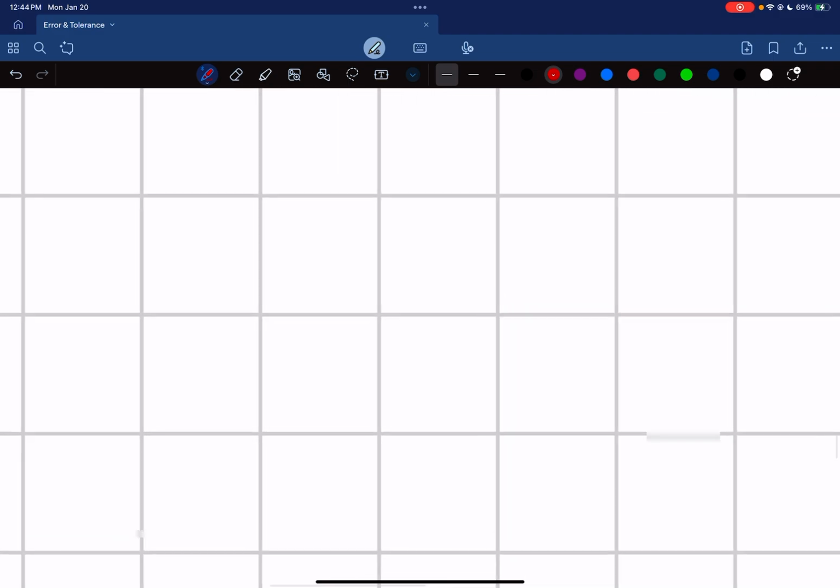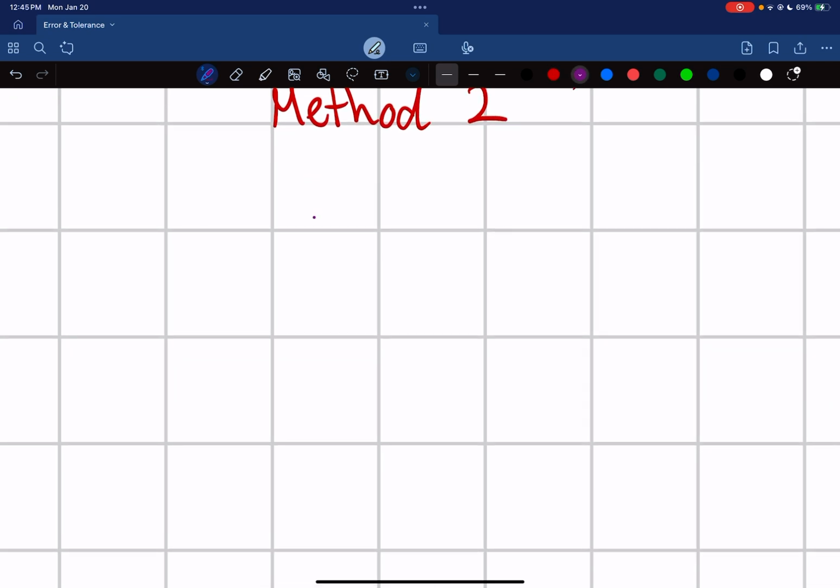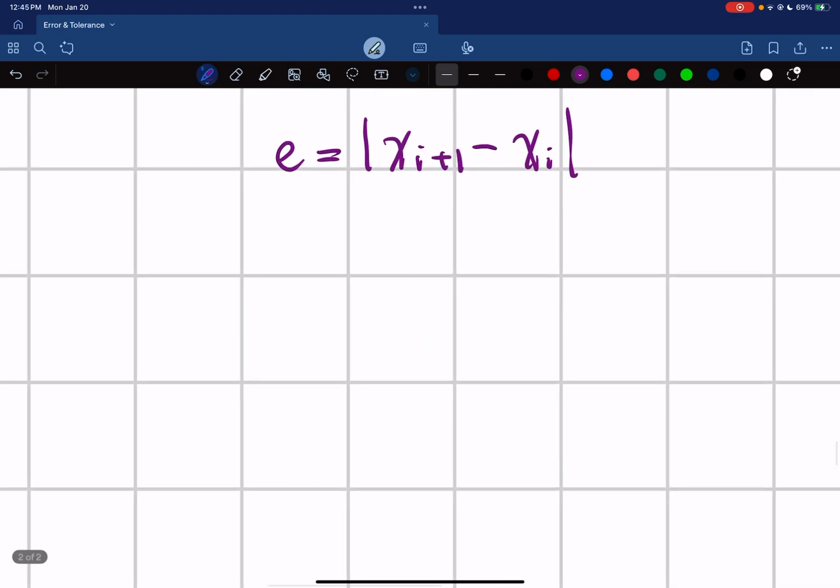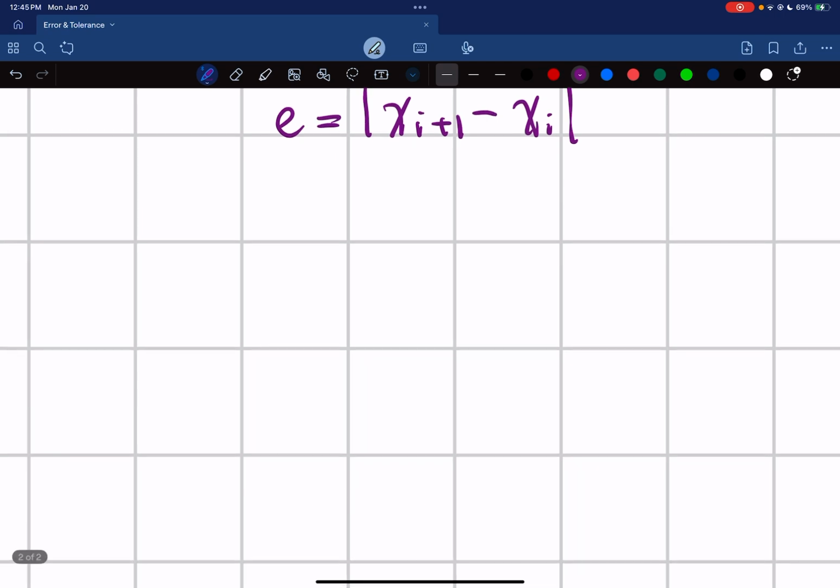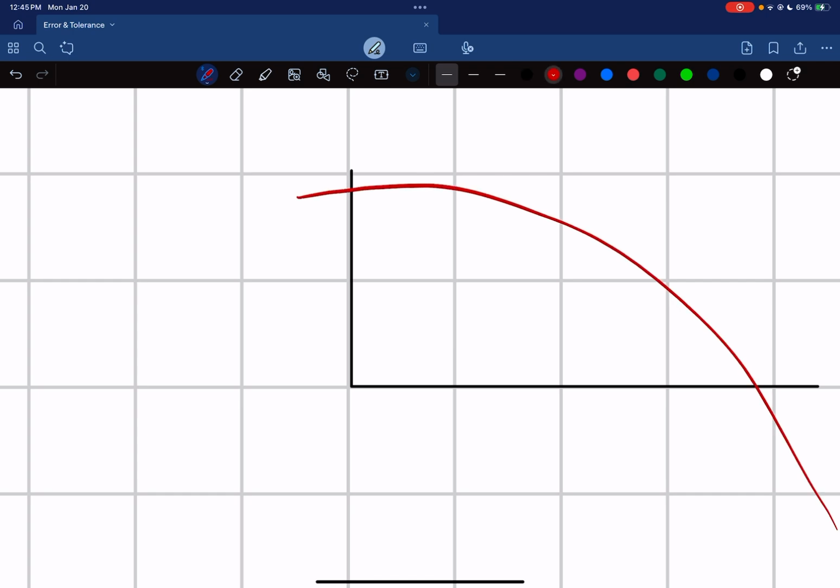Okay. Now we're going to go over method 2. What method 2 says is error equals x at i plus 1 minus x at i. Now we'll go over what i and x at i mean. But I like to explain through examples. So usually your function, so we're going to draw a function here, and let's say my function goes like this.